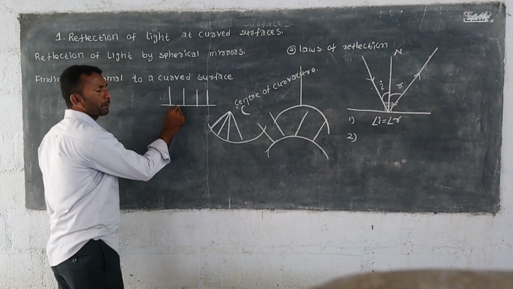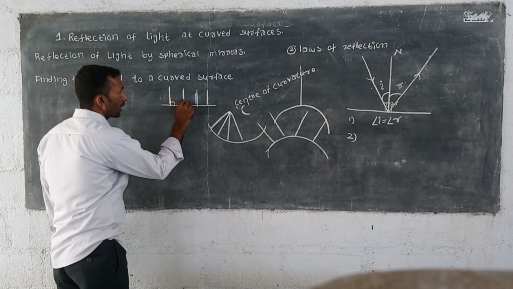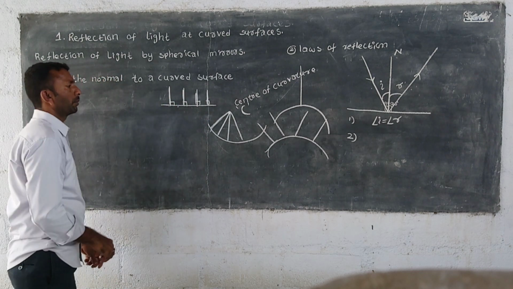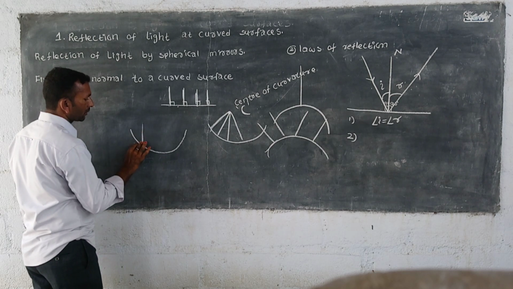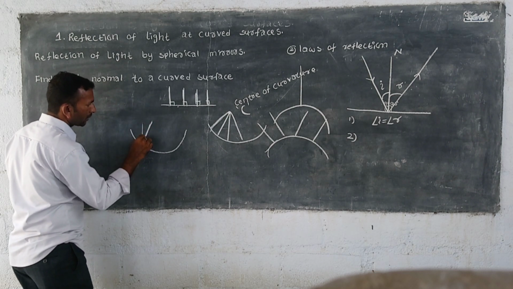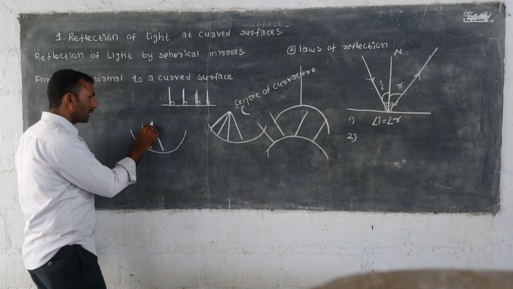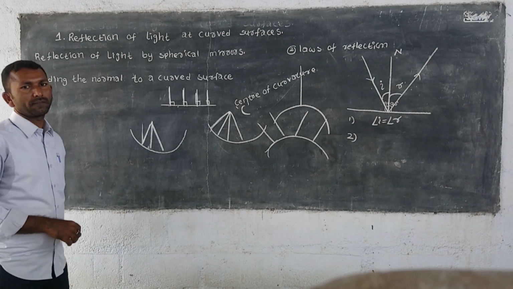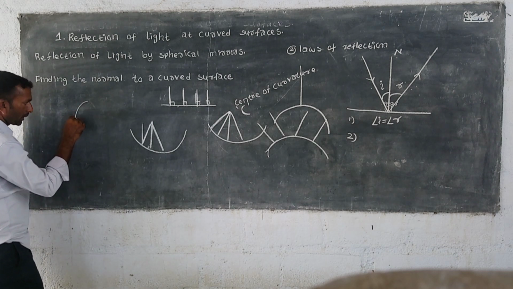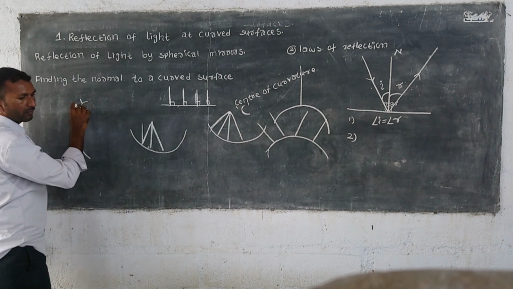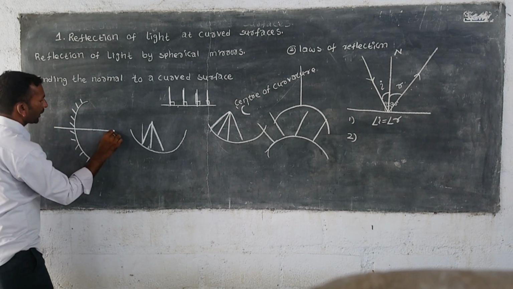Have a look here. This is a plane surface, and all the lines drawn to this are normal to the plane surface. But if you bend it, the pins are all converging at one point, and even though they are converging at one point, these are all normals to the curved surface. So this is the center of curvature. This is a concave mirror, and this is the pole of the mirror.